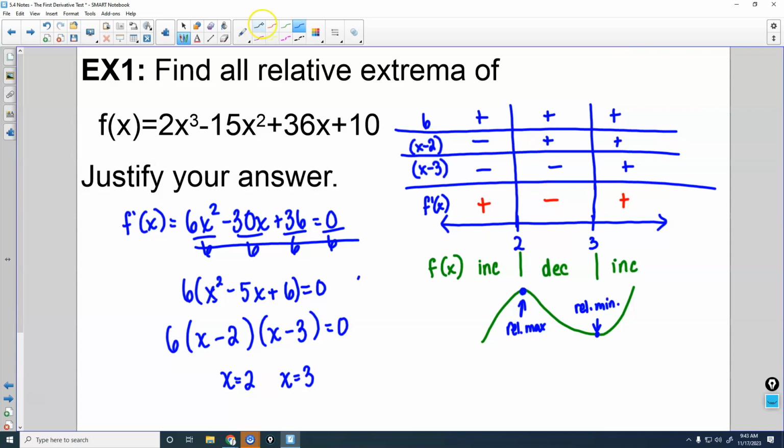I need to go back and work on these notes. I'm going to say find all x coordinates.